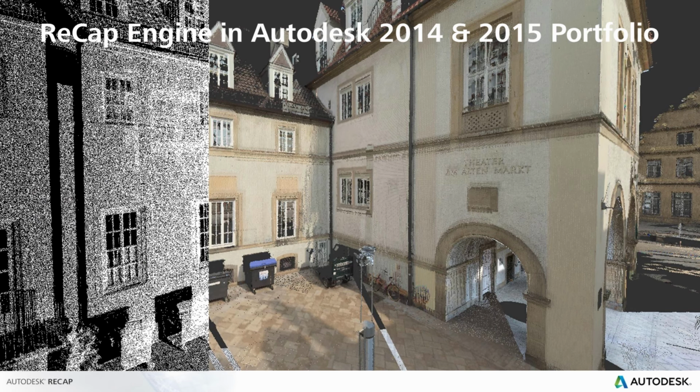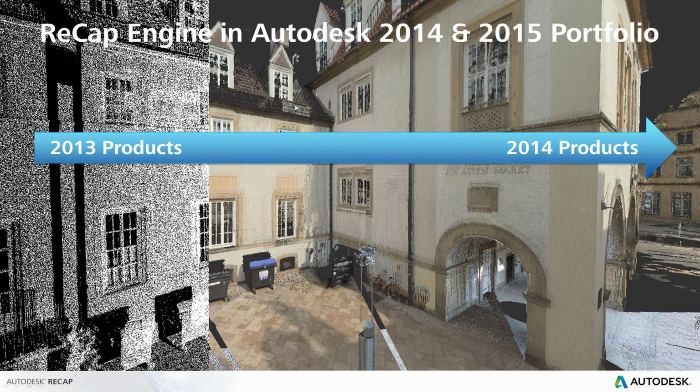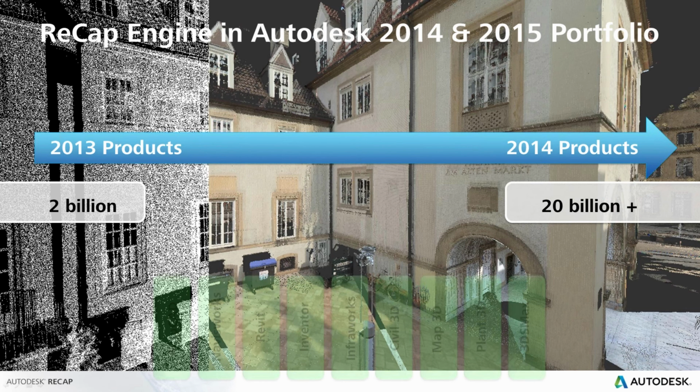Now, when you look at the product line between 2013 products and actually 2015, I should say 2015, not 2014, you'll see that we have a very distinct change in the ability to process these point clouds and visualize them inside those hero products. From 2013, we were dealing with something that was more black and white. We could only process about 2 billion points. 2014 and on, we can now process 20 billion plus points.